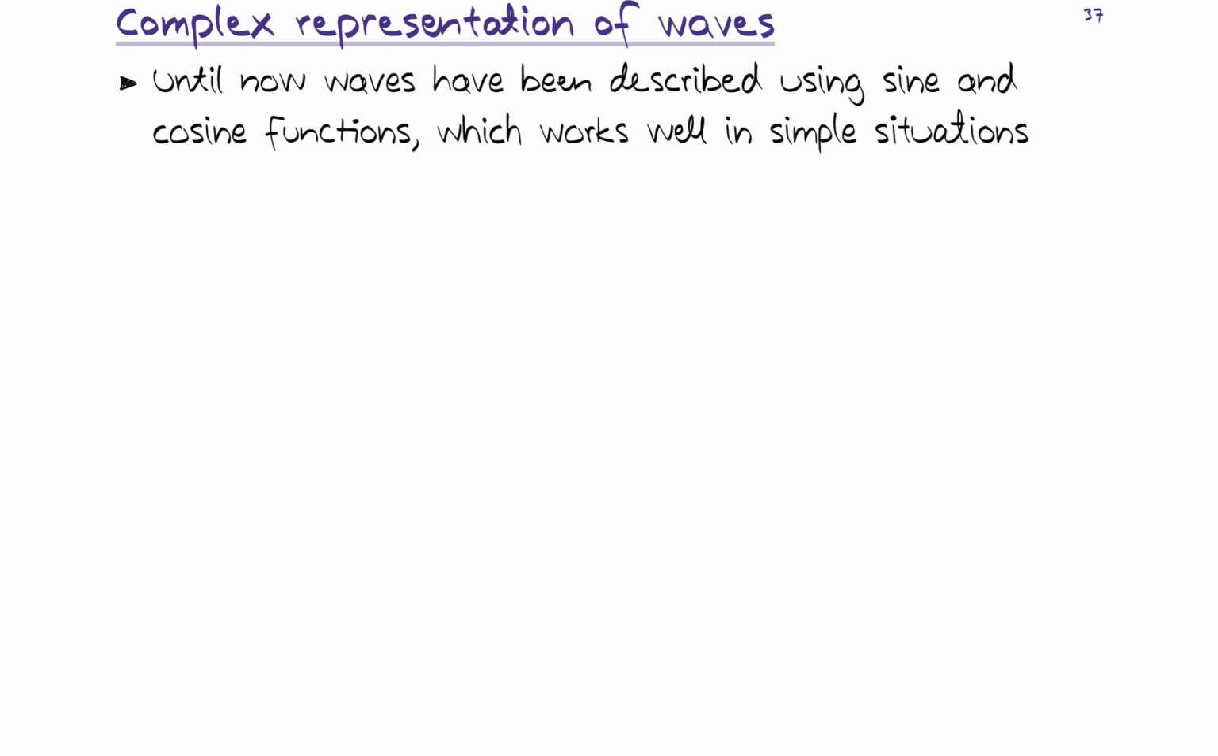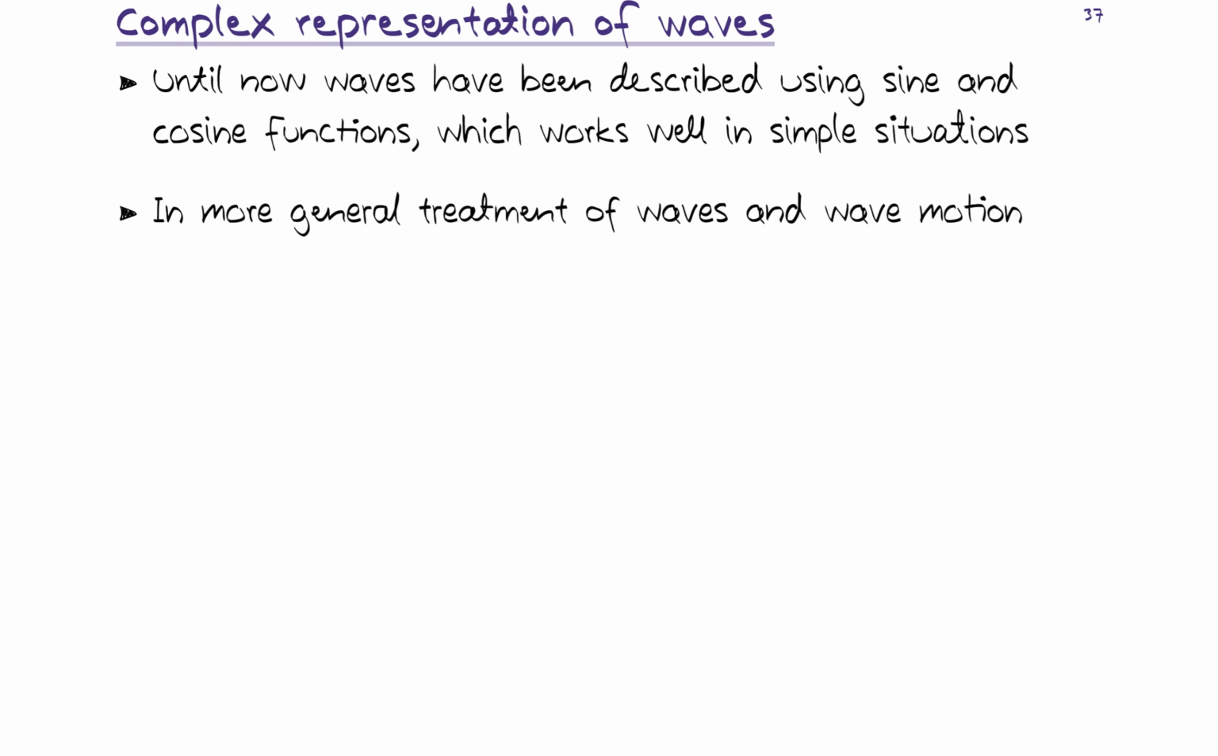But when we start treating things that are a little bit more complicated, and especially in derivation of things, it's really the complex notation that helps. This is a more general way of treating waves and wave motion, and this is the reason why we do it. It might be the case that you are not as familiar with dealing with complex numbers, but in the end, this will be way easier.